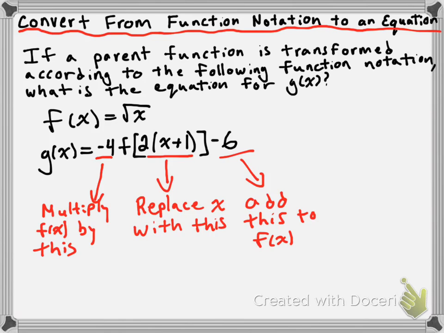First we're replacing x with 2 times x plus 1. Then we're multiplying the parent function by negative 4. And then we're adding negative 6 to the end. Or you could think about it as subtracting 6 from the end. So what's that going to look like?